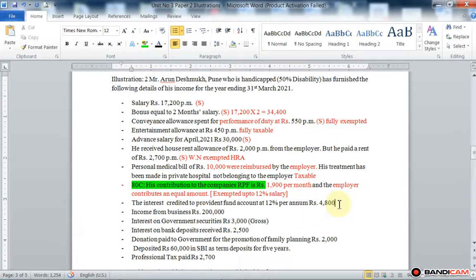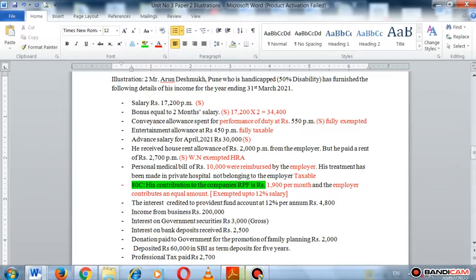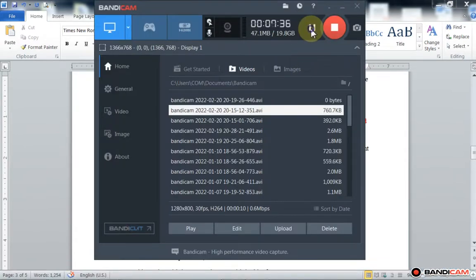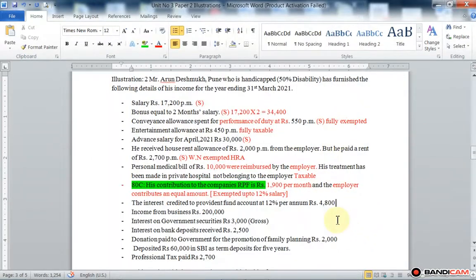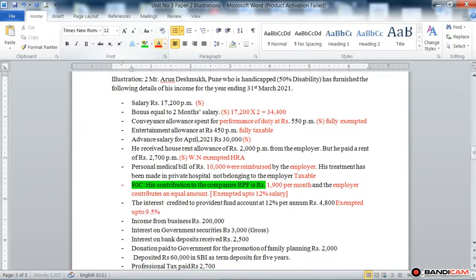Then interest credited to the provident fund account at 12% per annum, rupees 4,800. We already know the interest on RPF is exempted up to 9.5%. So here we bifurcate the income relating to the head of salary.